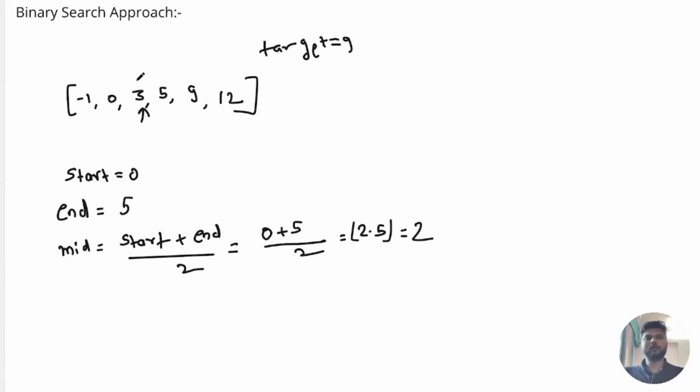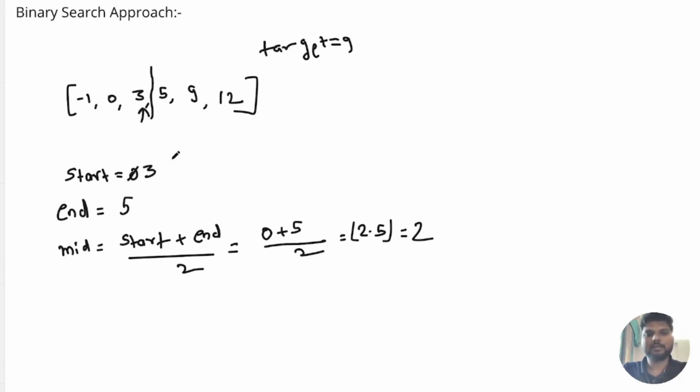9 will exist only after 3, right? So what we need to do, we need to discard this half of the array and we need to start searching 9 in this half of the array. In this case what we will do, we will move start to mid plus 1. Start will move to whatever the mid was plus 1. So start will now go to 3.